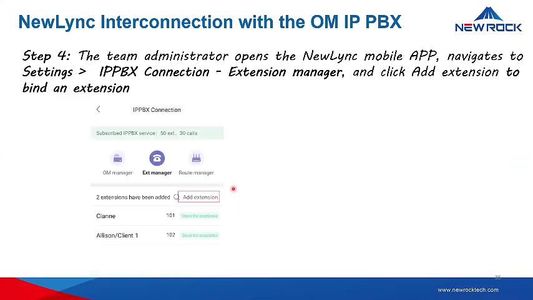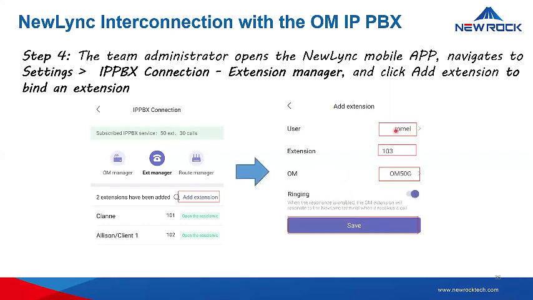If you want to interconnect your OM IPPBX with your extension, you need to add the extension. Go to your mobile app, smartphone, Android or iOS, go to settings, IPPBX connection, then extension manager, then add the extension here. Click this one and add the specific extension. You need to define the username, the extension on your OM IPPBX. In this instance, I use extension 103 on my OM50G. Then click save.